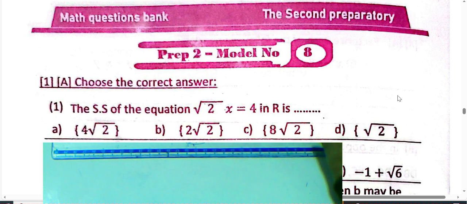Group 2. Today we'll solve model number 8 from الدقهلية government. Okay, first term this year 2026. This question, choose the correct answer. The solution set of the equation square root of 2 times x equal 4 in R equal.